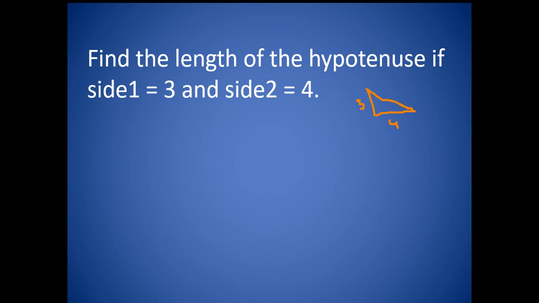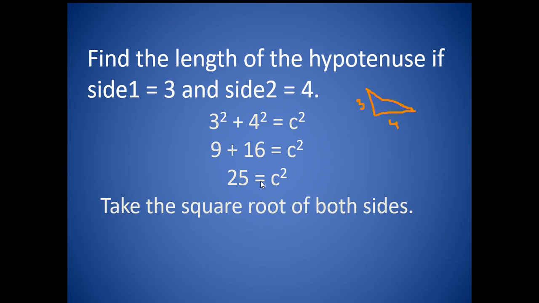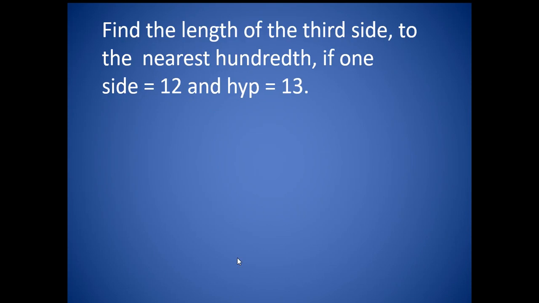Using Pythagoras, we can write side squared plus side squared is equal to the hypotenuse squared. I would call it C here. So we have 3 squared plus 4 squared equal to C squared. So 9 plus 16 equals C squared. C squared is 25, so C is the square root of 25. So what is the measure of the hypotenuse? It's 5.